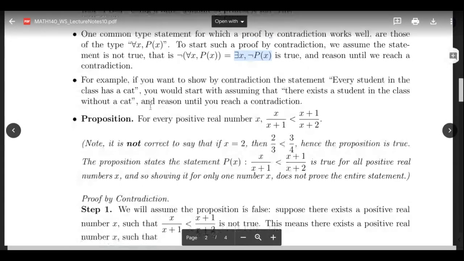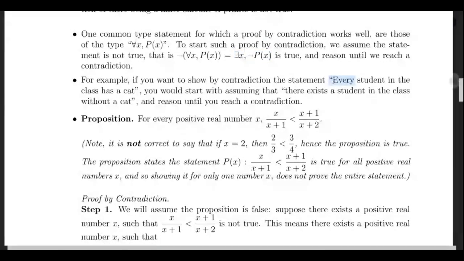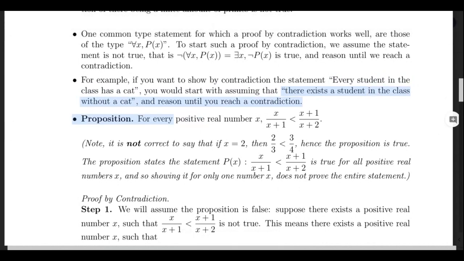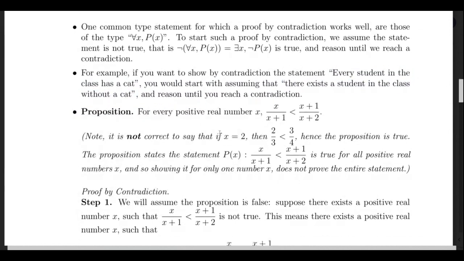For example, if you want to show by contradiction the statement "every student in the class has a cat," you only need to find one student in the class who does not have a cat. Everybody in the class has a cat? Well, maybe Bob doesn't even have a cat. So that proves the statement is false. I find one example, one counterexample.